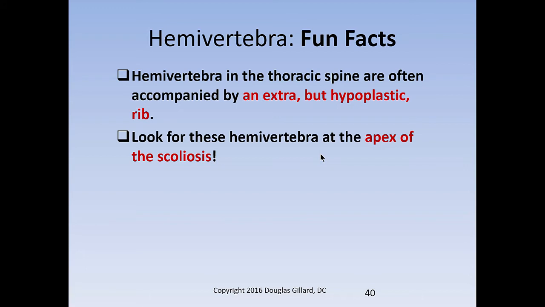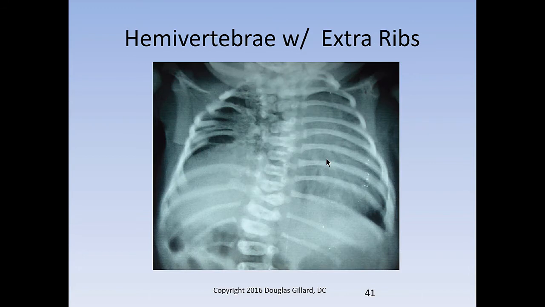Some fun facts, nice to make test questions from these types of slides. Hemivertebrae in the thoracic spine are often accompanied by an extra rib, even though this extra rib may be smaller than your typical rib. We'll see a nice picture of that in a minute. And look for these hemivertebrae at the apex of the scoliosis, because that's where you're driving in the wedge of cheese, right? So that usually creates the scoliosis above and below.